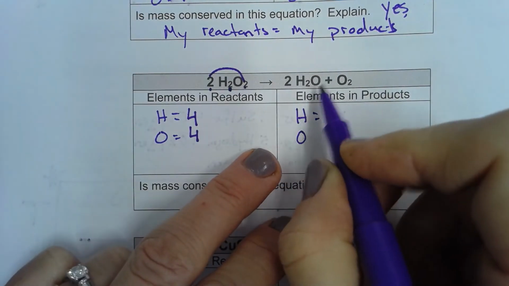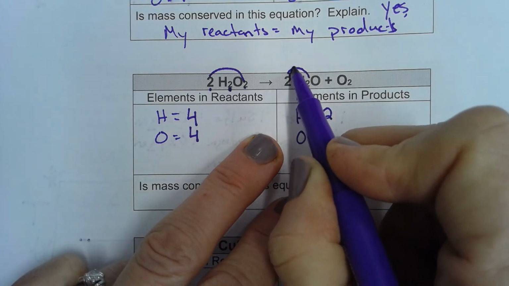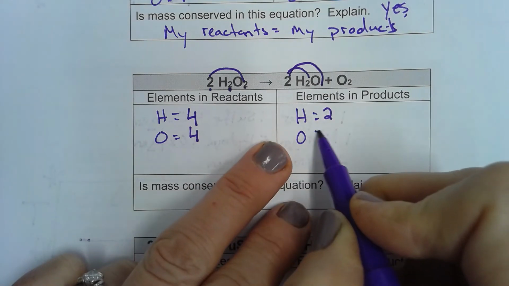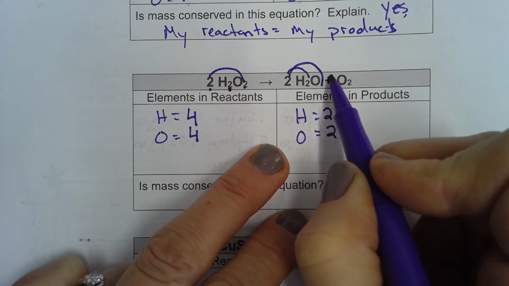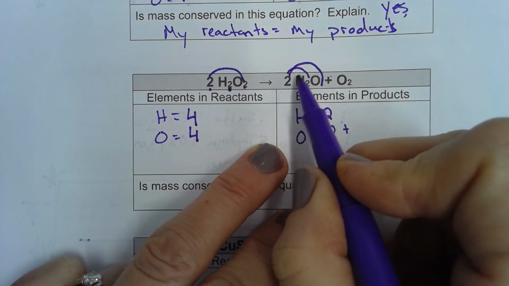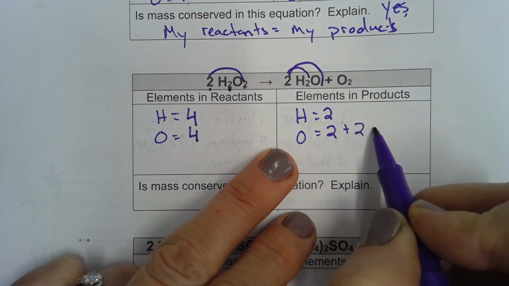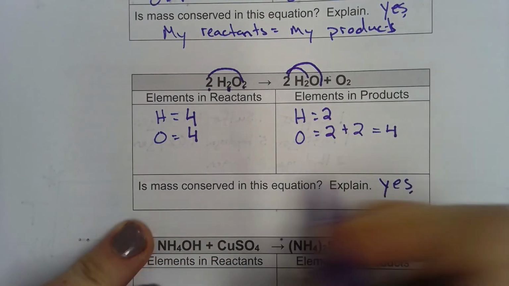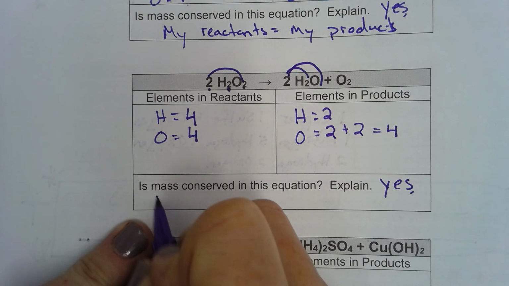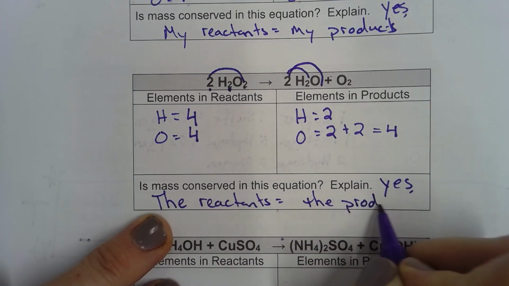Hydrogen, oxygen. Again, I distribute my 2, so I have 2 hydrogen. I distribute my 2 to this invisible 1, so I have 2 oxygens there. Once you get to the plus sign, this coefficient does not distribute, so I have 2 oxygen here. But if I add my 2 plus 2, I have 4. Is mass conserved? Yes. I'm using the word the reactants equal the products.